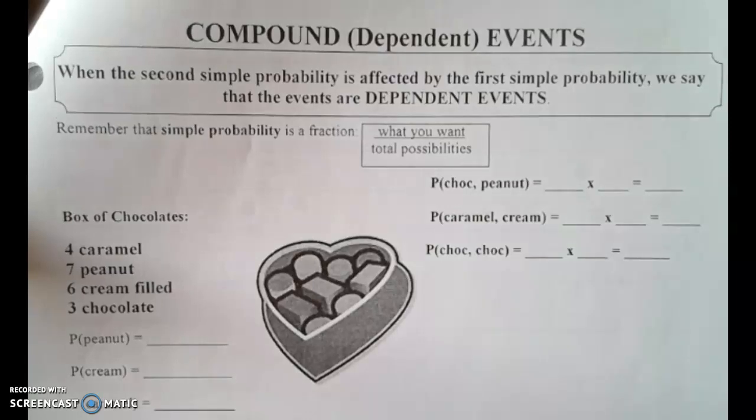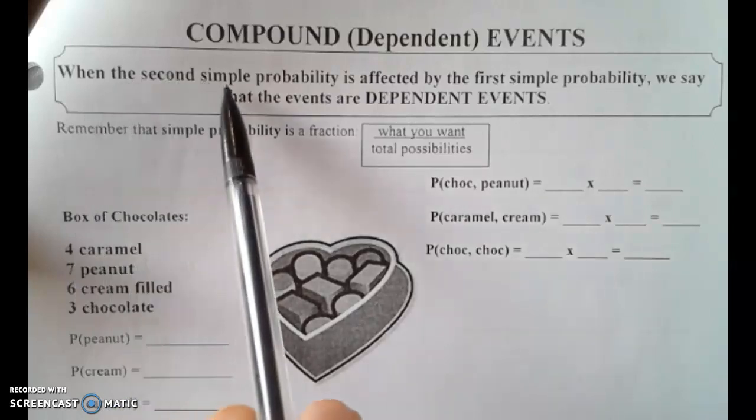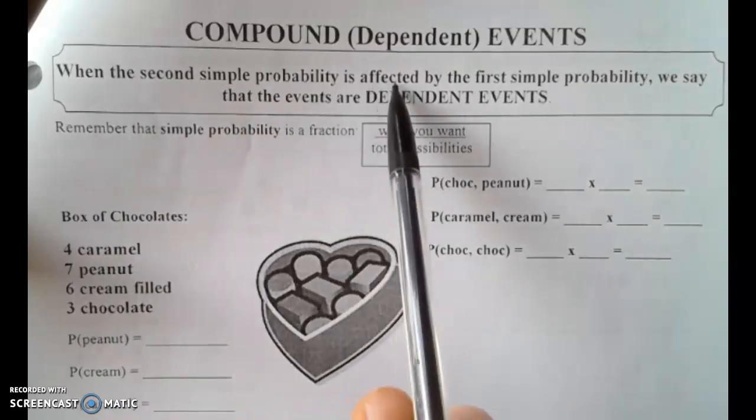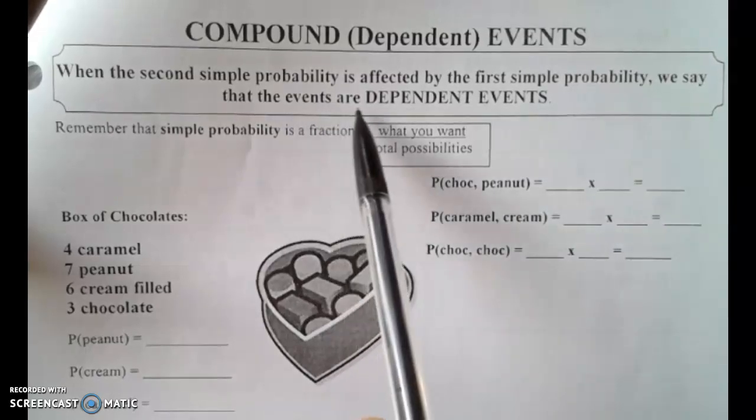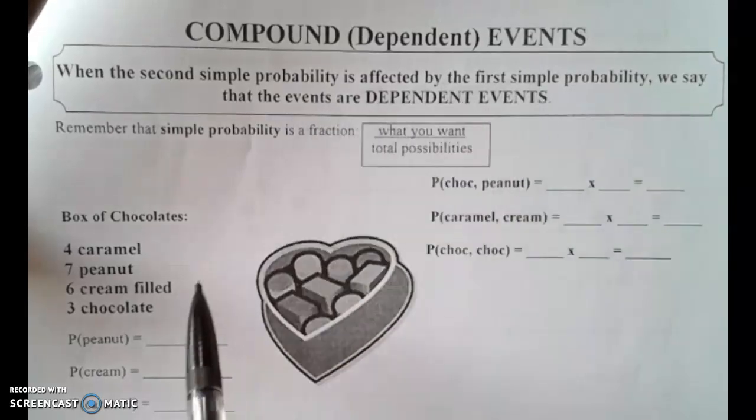In our lesson today, we're going to talk about compound dependent events. All right, our last lesson was on independent events, and today we're going to look at dependent events. When events were independent, that meant that the second probability was not influenced by the first probability. For today, with dependent events, this is when the second simple probability is affected by the first simple probability. We say that the events are dependent when this is true.